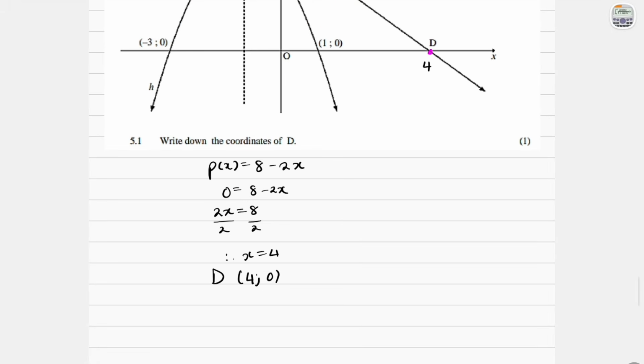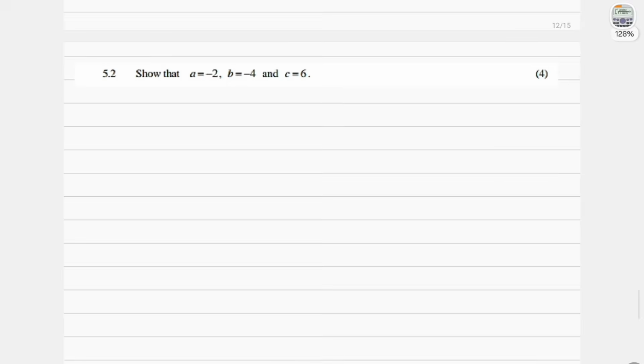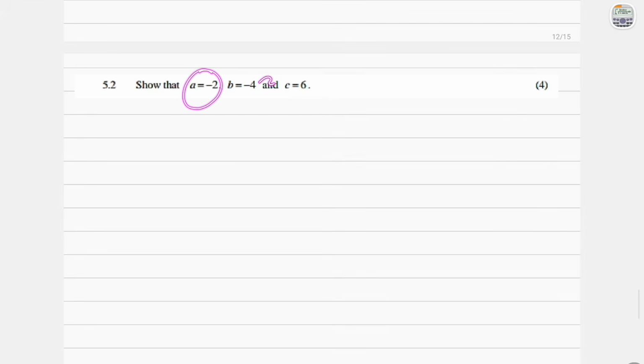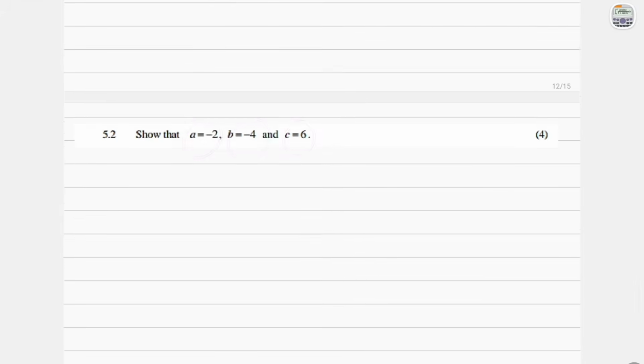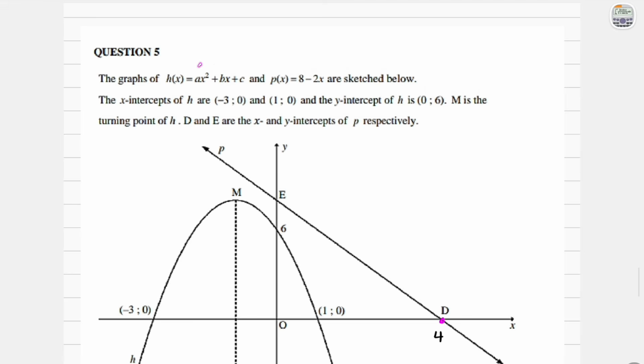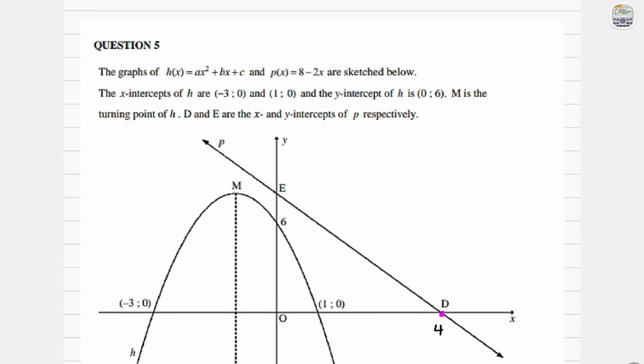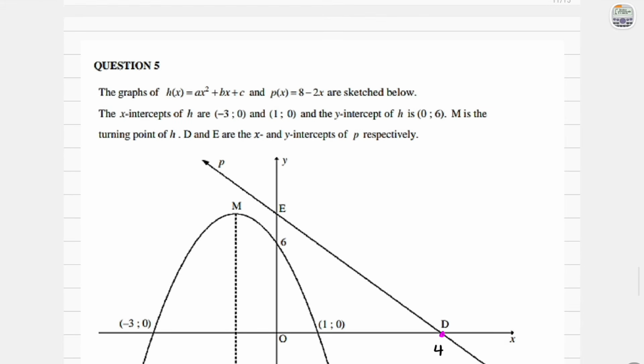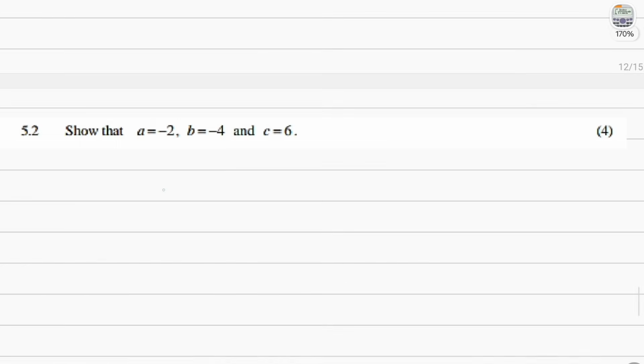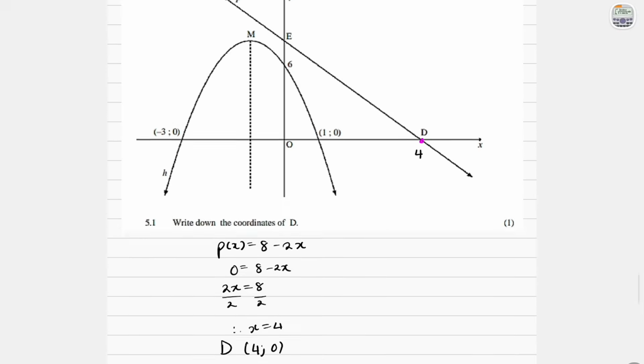Moving on to the next question. Question 5.2 says, show that A equals negative 2, B equals negative 4, and C is equal to 6. So that's A, B, and C in our parabola. It's in its standard form, and you know that in its standard form, the value of C is your y-intercept. So that is C over there. That is 6. So we can already see that. We can state C is equal to 6. As we can see, this is the y-intercept of F. That was already stated.